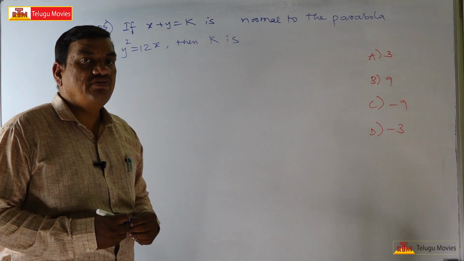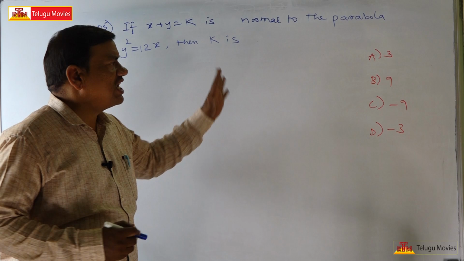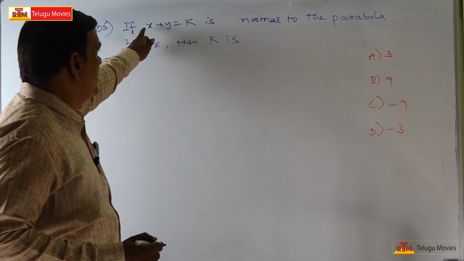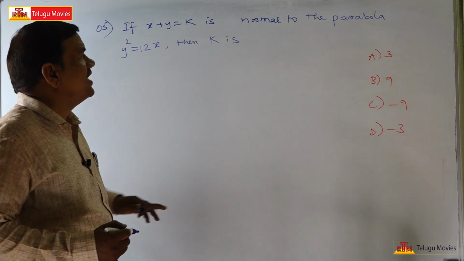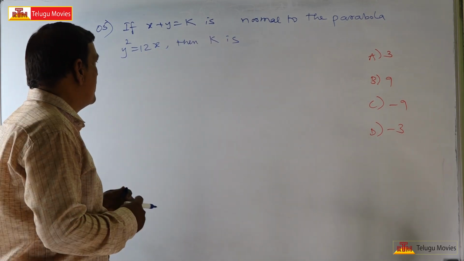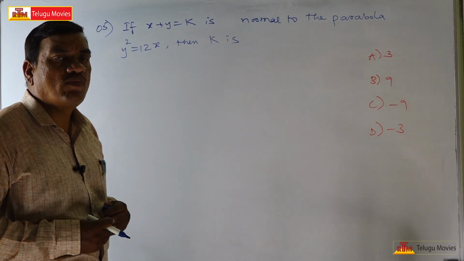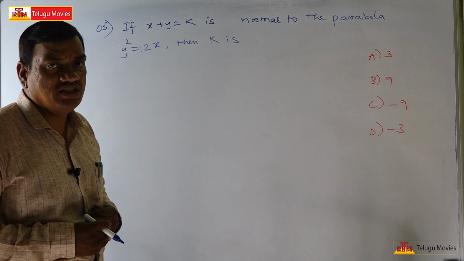Dear students, in our examination, sometimes this type of direct problems are also given. So the thing is here: x plus y is equal to k is a normal to the parabola y square is equal to 12x, then find the value of k. It is a very, very easy problem. Such types of problems are also asked in the JEE Mains examination.